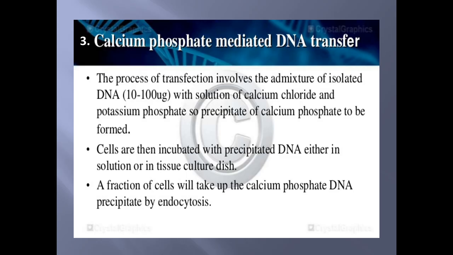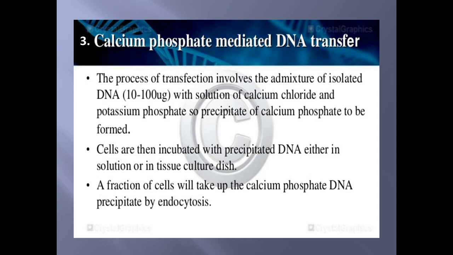The third method or the third chemical used for the transformation purpose is the calcium phosphate mediated DNA transfer or the calcium chloride mediated DNA transfer. In this aspect, the main chemical used is the calcium phosphate, which is mainly made up of the divalent cation, that is the calcium. Especially this method is followed whenever we are transferring the gene in bacteria. In bacterial transformation, we need to use the chemical called calcium chloride or calcium phosphate.